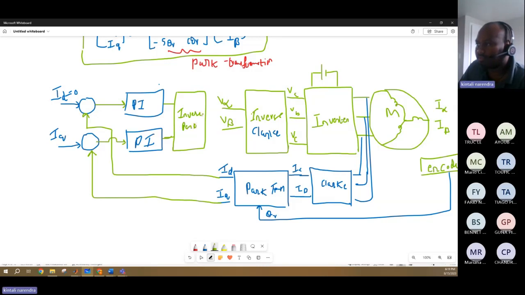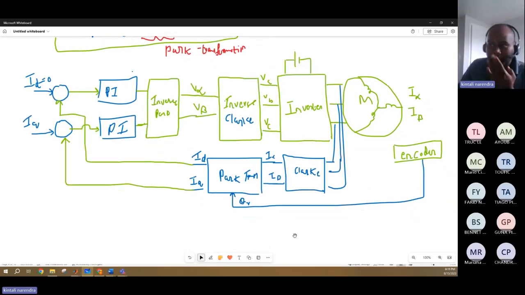And VRSC. This is what a field-oriented control of a brushless DC motor looks like.